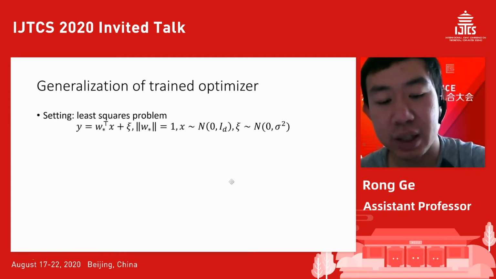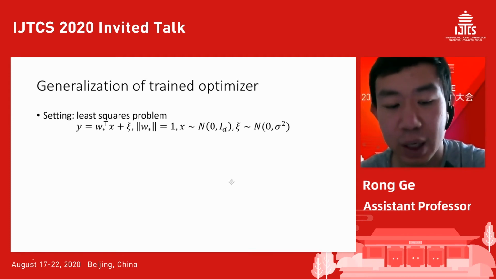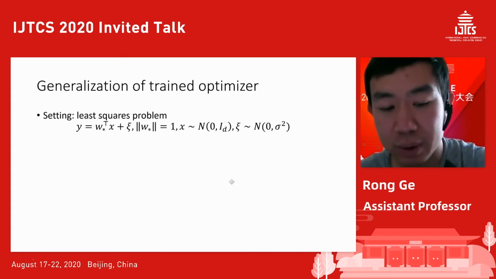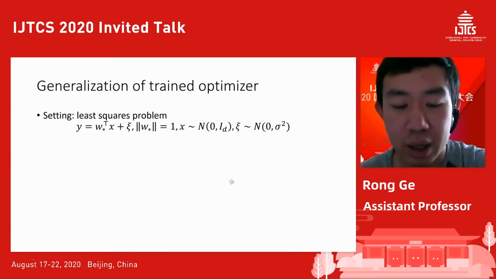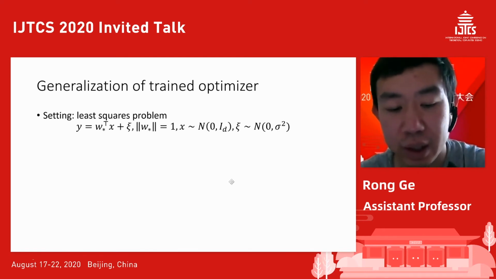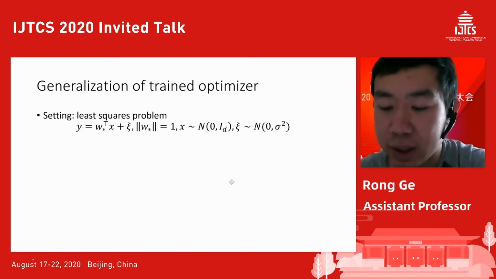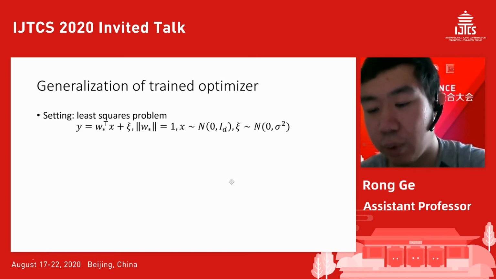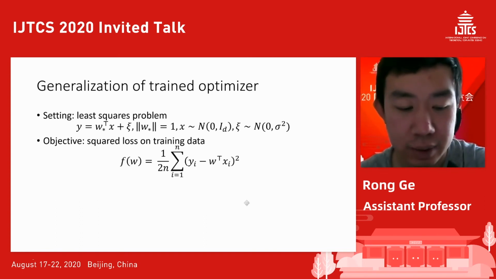So in this case, the setting is slightly different, but it's also simple. It is a simple least squares problem where y is equal to w star transpose x plus a noise. W star, for normalization, just consider w star to be a unit vector, x to be a standard spherical Gaussian with variance 1 in every direction. And this noise is also a Gaussian with variance sigma squared. We will later see what the sigma squared is going to be. It's going to be a constant.